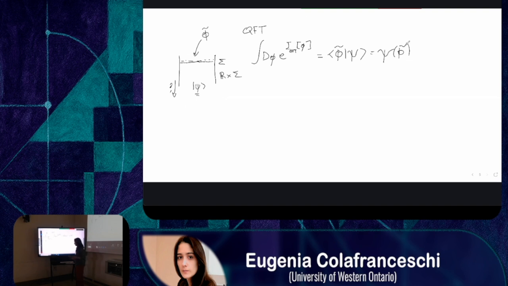And now, when I glue things together, imagine what is going on here. I can insert the resolution of the identity at a Cauchy surface. The resolution of the identity will be like integrating over all possible field configurations, with something like this, right?